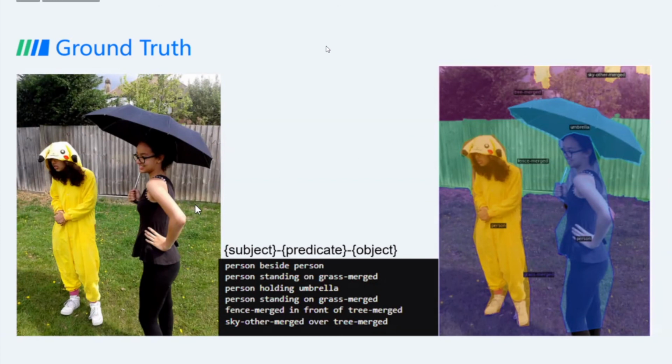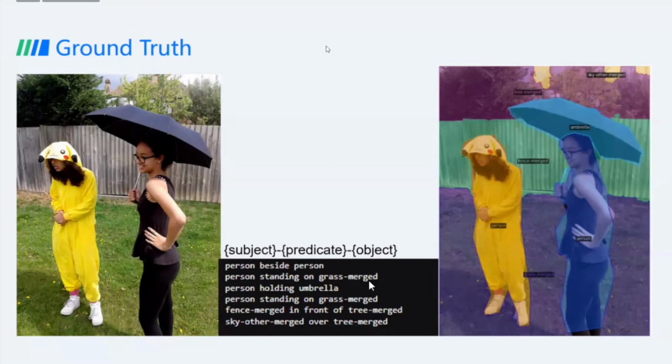Here is an example from the OpenPSG dataset. The left side is the original image. The right side is the panoptic segmentation result. And the words in the middle are the subject, predicate, object triplets that exist in this image. So there are 6 triplets in this image.